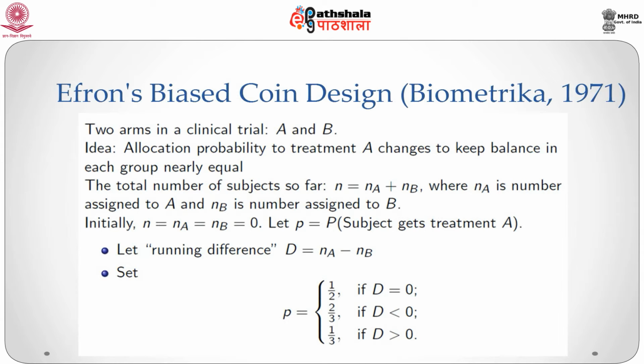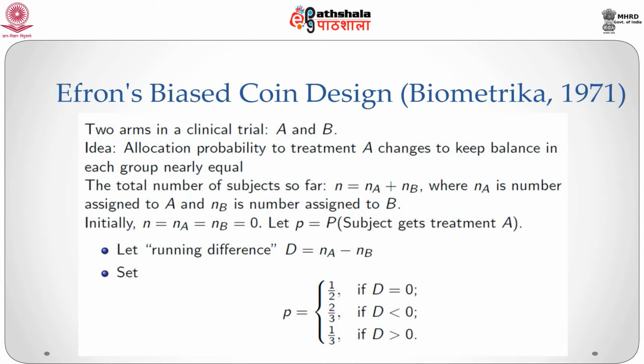The probability of allocation is then defined as P equal to half if D is equal to 0. So if at some stage we have NA equal to NB, subjects are allocated to either treatment with probability half. However, given that D is non-zero, we shall allocate subjects to treatment A with probability 2/3 if D is negative and 1/3 if D is positive. So this is analogous to tossing a biased coin. Note that NA, NB, D continuously change with each new subject, and so does P. Variants of this design have been proposed, for example, the EARN designs of Wei and Lachin, which can be found in Controlled Clinical Trials, 1988.